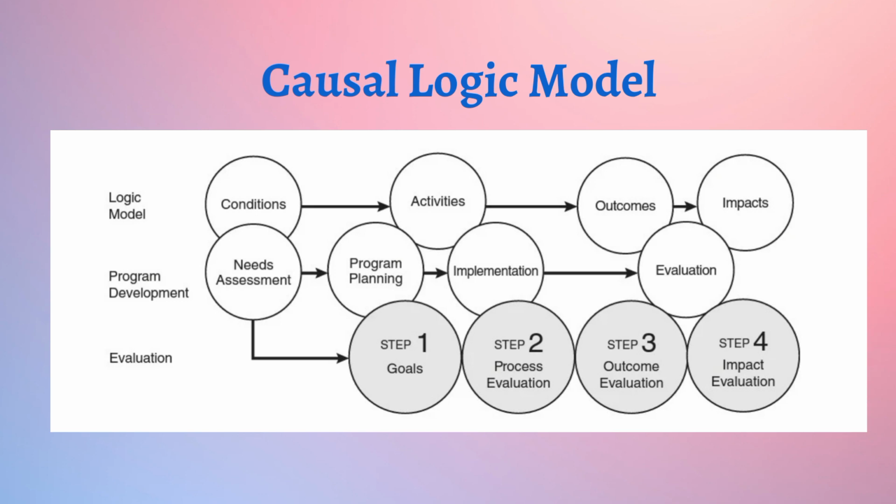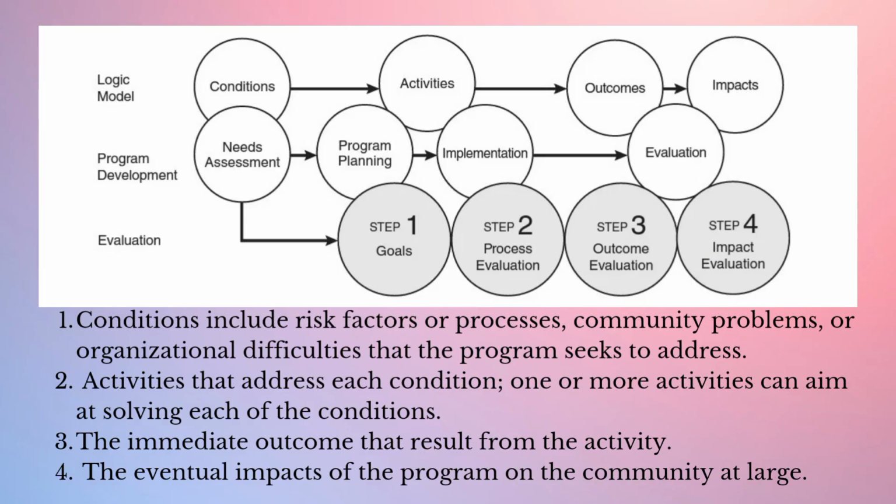Here is a 4-step logic model that can be applied to program evaluation. Its top row consists of 4 circles, representing program conditions, activities, outcomes, and impacts. The circles are linked together with lines that show the expected logical relationships among them based on the program theory. These relationships among circles also show the sequence of intended events that occur as a result of program activities.